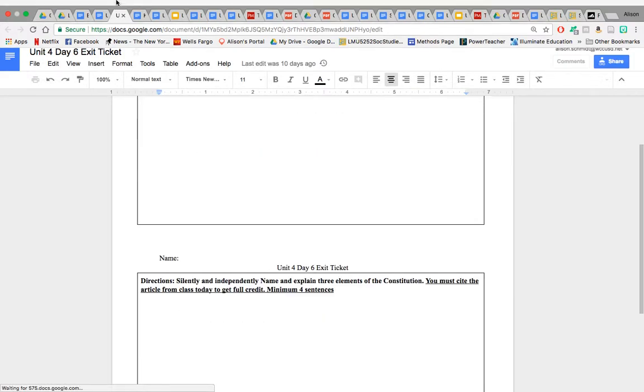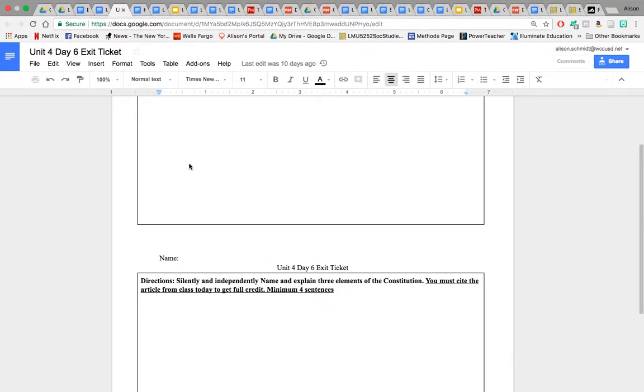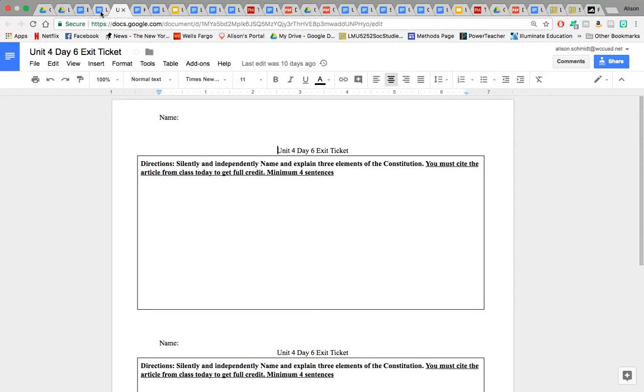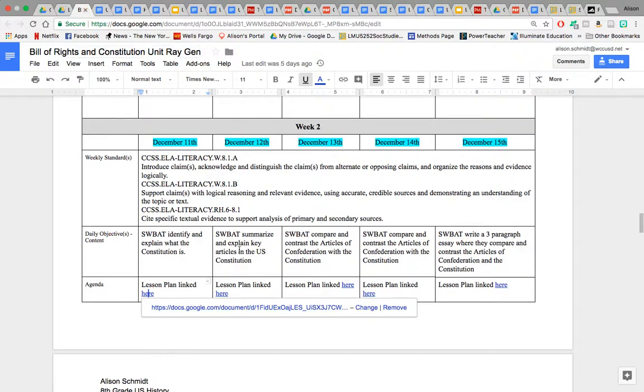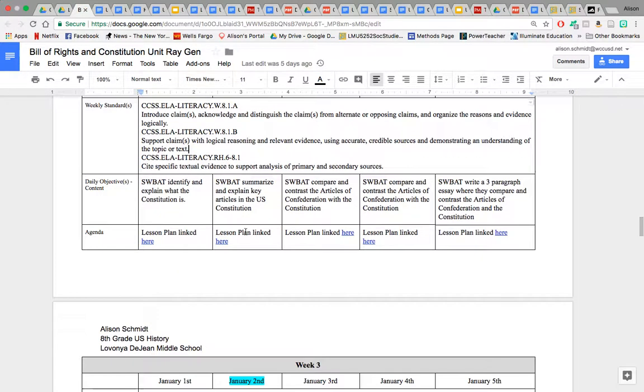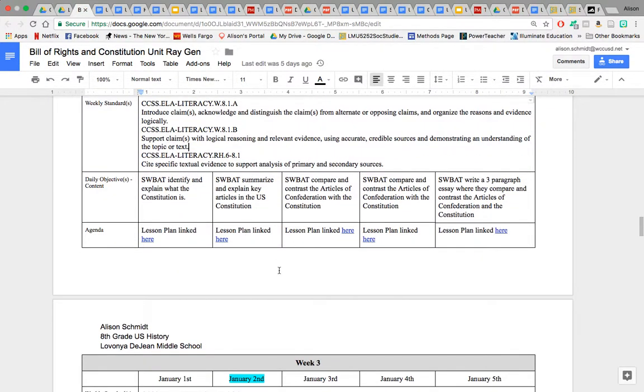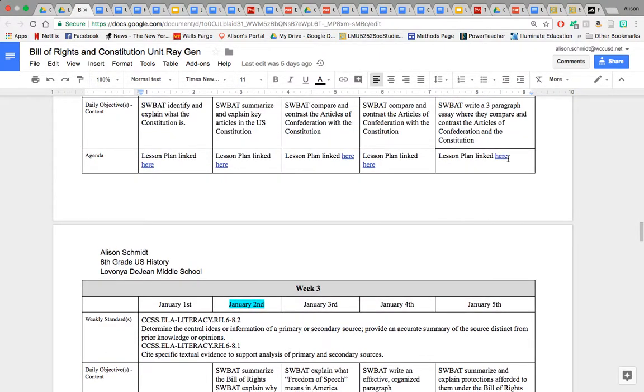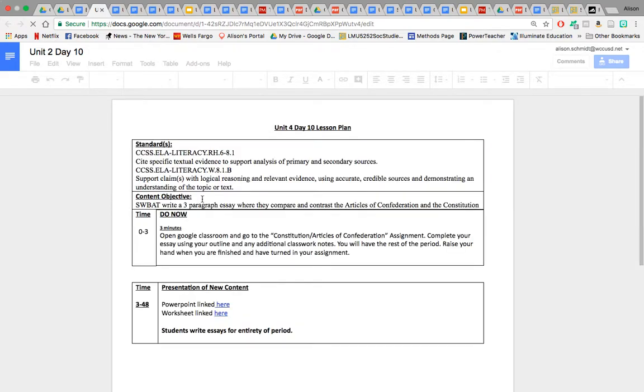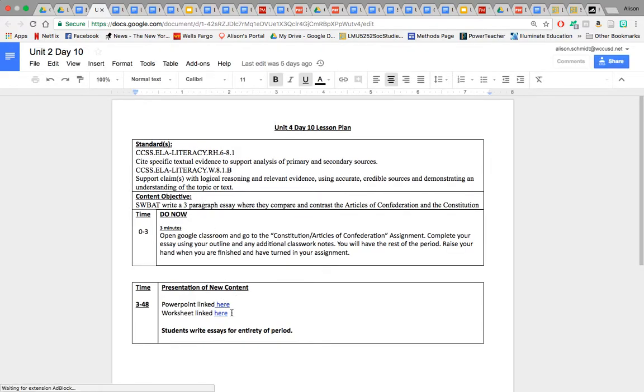I'm trying to hammer home citing evidence, but right now the integration of content and writing practice is a little much. So we're going to take some time in the coming weeks to really talk about what citing evidence is. Then at the end of the week, they're expected to write a 3-paragraph essay, 1 paragraph on the Articles of Confederation, 1 on the Constitution, and 1 on how they're the same and different.